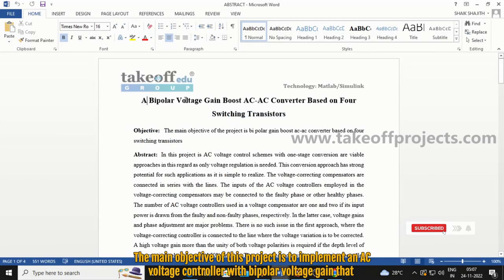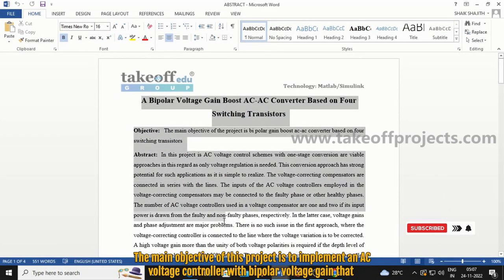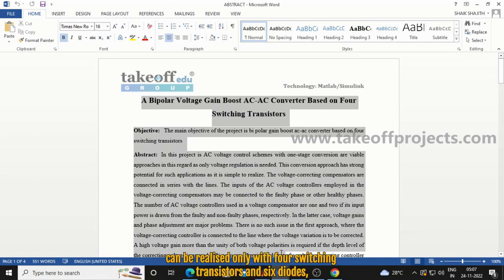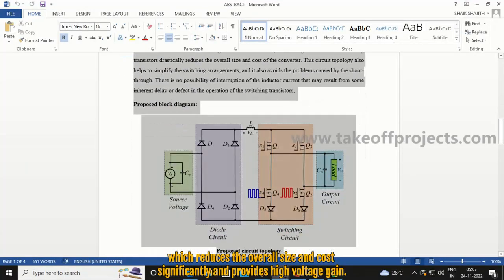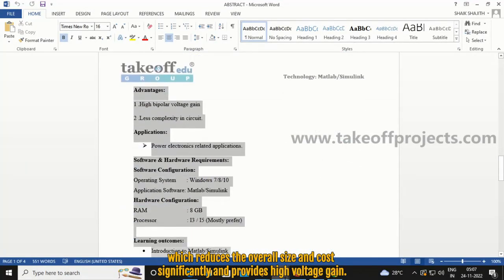The main objective of this project is to implement an AC voltage controller with bipolar voltage gain that can be realized with only four switching transistors and six diodes, which reduces the overall size and cost significantly and provides high voltage gain.